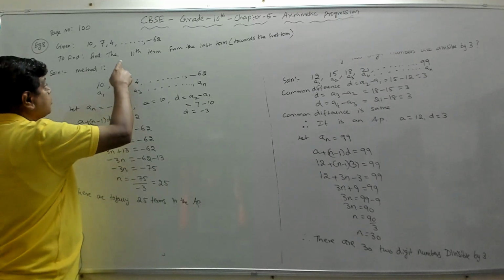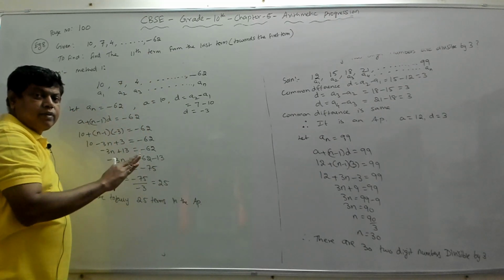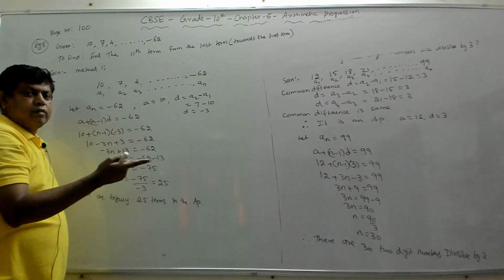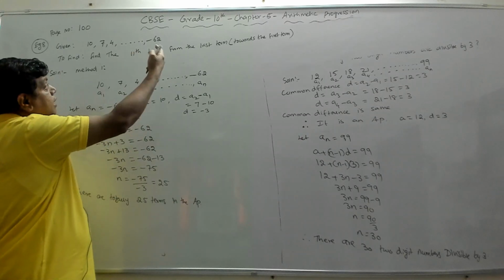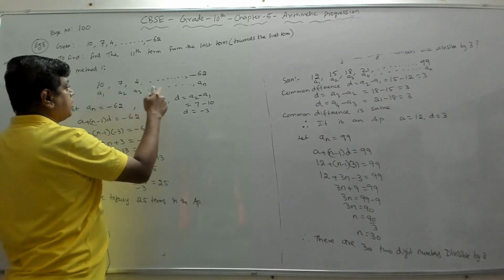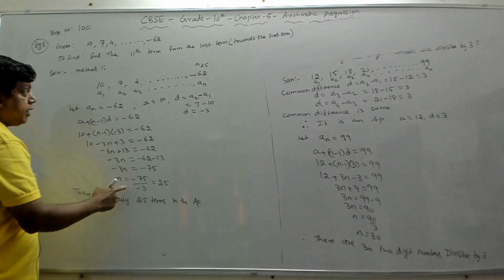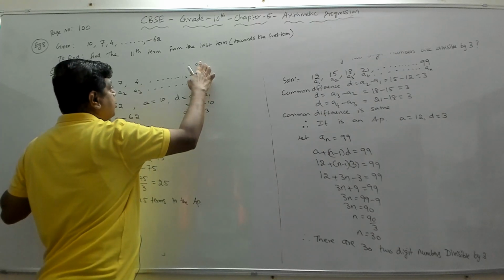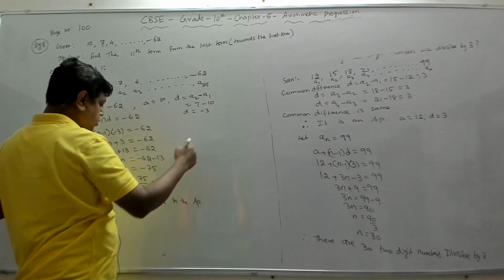Now they are asking us to find the 11th term from the last, not the 11th term. If they say find the 11th term, that is A11. If they say find the 11th term from the reverse, we have to find the 11th term from the reverse. So this is your A25th term, because we got this as A25. Earlier we put it as AN. Now it has become A25, because we know N is 25.